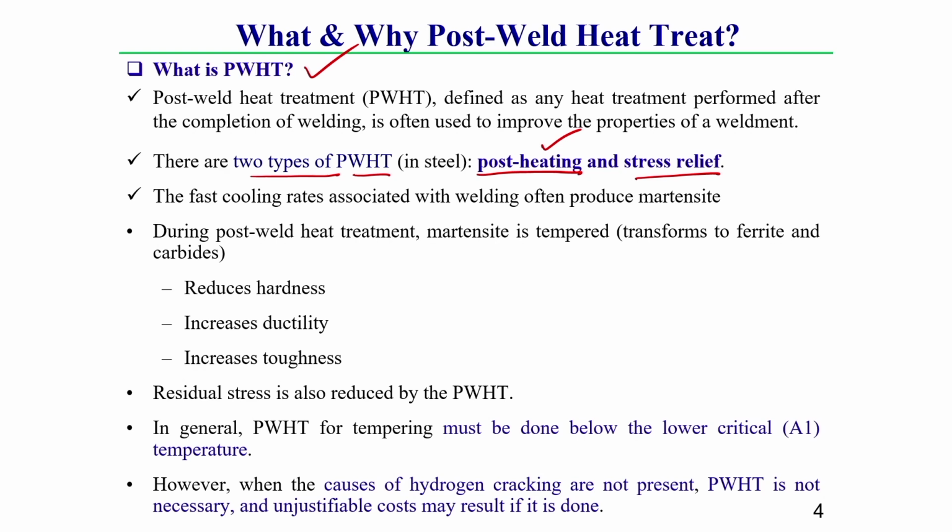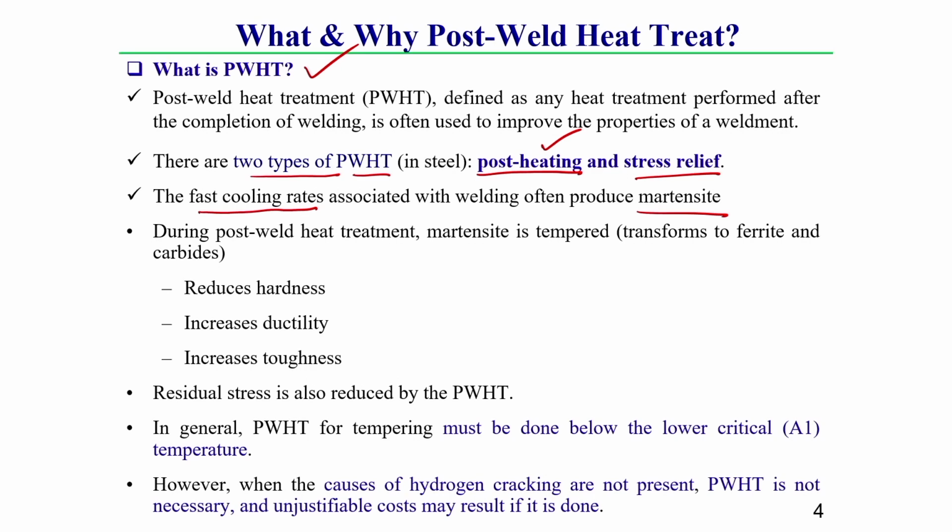In the welding process, due to fast cooling, there is a chance of formation of martensite. Now, we know martensite is a hard structure compared to other phases, especially in steel material, like pearlite or bainite structures. Compared to those structures, martensite is much harder.